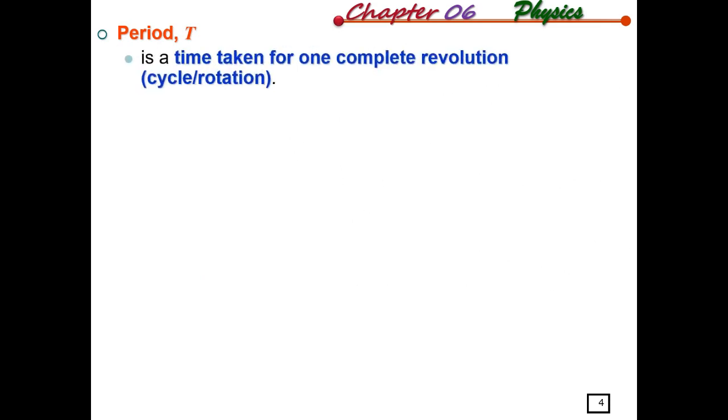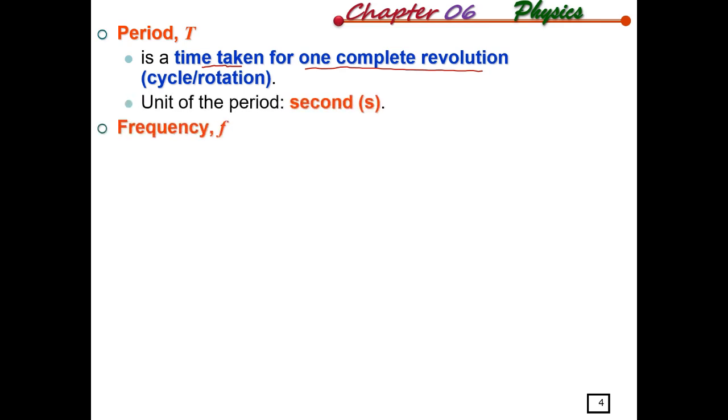The next one: these are the parameters that appear in circular motion. The first parameter that we want to look at is the period. The symbol is capital T. What is period? Period is the time taken to complete one revolution, or one rotation, or one cycle. That's known as period. The unit for period is second.